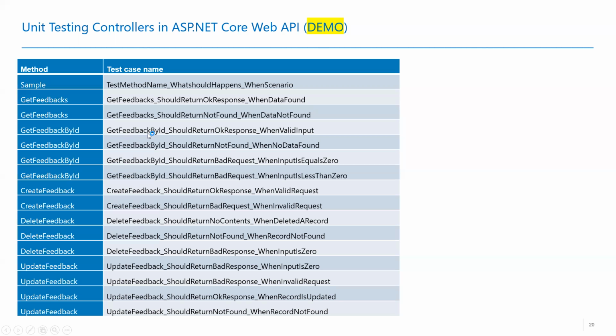So let's go back and write: get feedback by ID should return okay response when there is a valid input. Get feedback by ID should return not found when no data found. Get feedback by ID should return bad request when input is equal to 0 or input is less than 0. So these are the two different bad request test scenarios. Just for showing various patterns, I've added two, but you don't need to dig into this level of detail to increase the number of test cases. If you are writing less than or equal to, that should be fine.